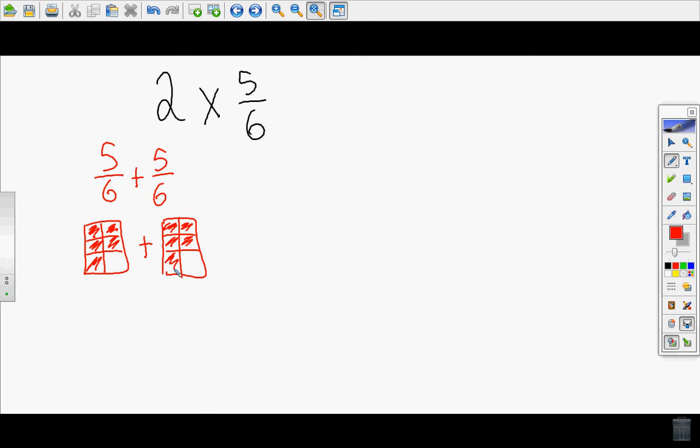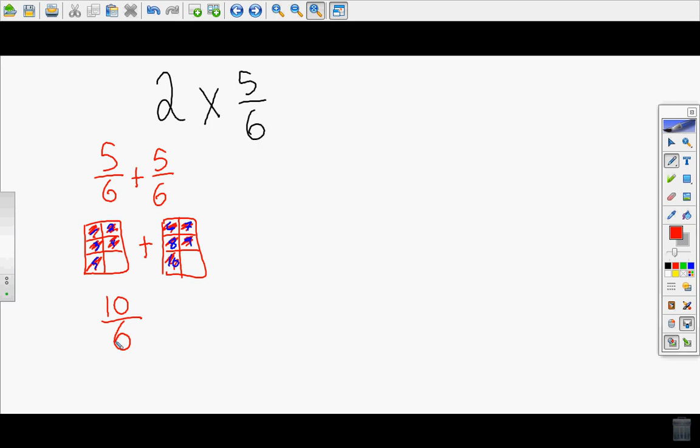Step 3 says we need to count our shaded areas and write over our original denominator. So we've got 1, 2, 3, 4, 5, 6, 7, 8, 9, 10. We got 10 over, and our original denominator was 6. 10 over 6. Now we're not done yet, because step 4 says to put it into lowest terms.